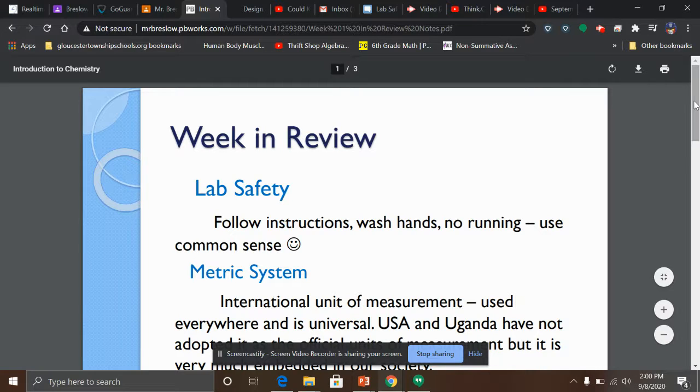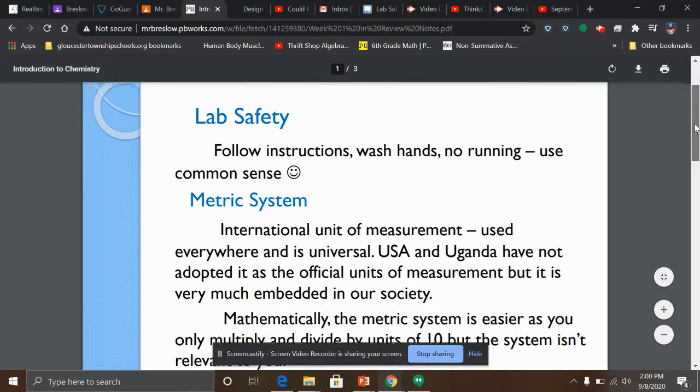We started with lab safety. The main things we want to learn from lab safety is to follow instructions, wash your hands, no running, just use common sense in the lab. As we do labs and as we get back in there, I'll review specific safety considerations for each one. That's why we really didn't need to spend a whole lot of time on that.